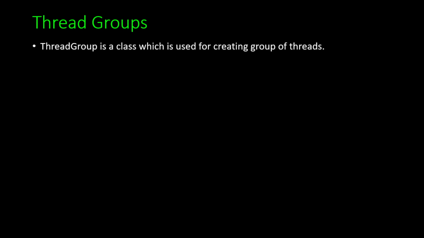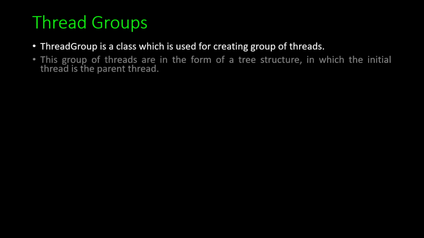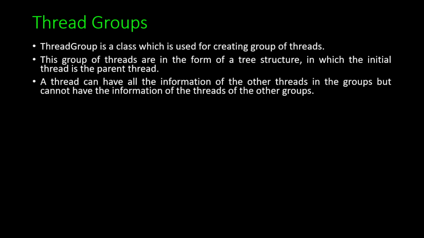Today we will see about thread groups in Java. A thread group is a class in Java which is used for creating a group of threads. This group of threads is in the form of a tree structure. The first node in the tree is the parent, and if required we can create n number of parents, or we can create a tree with a single parent and many subchilds.